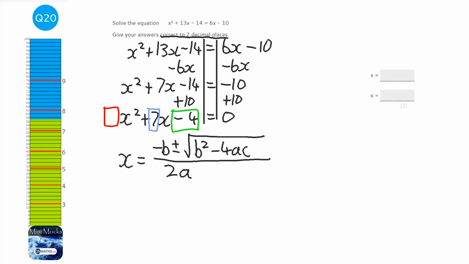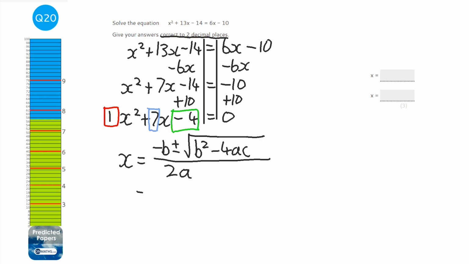Now, the number before the x squared is 1, because there's no number there, so it's 1. The number before the x is 7, and the number on its own is minus 4, and that's really important that you understand that that's not 4, that's minus 4.